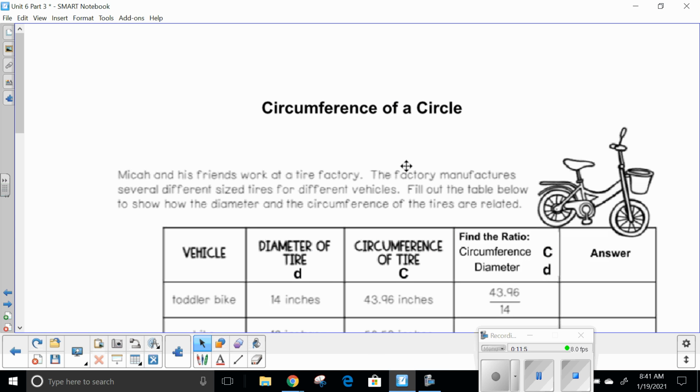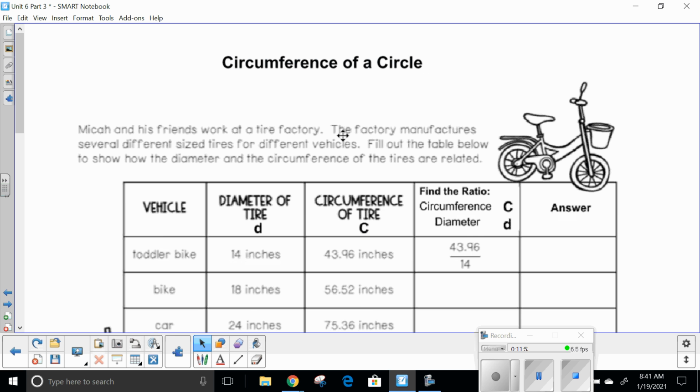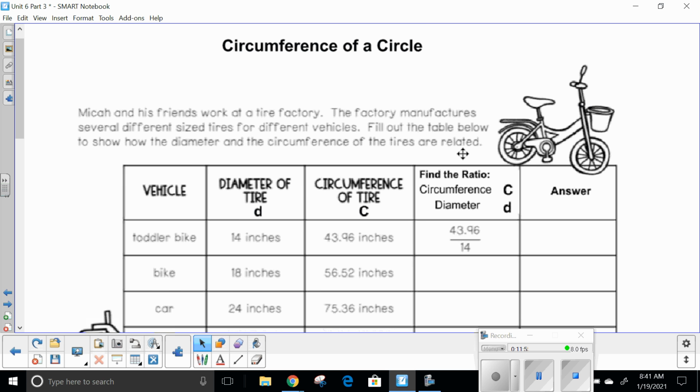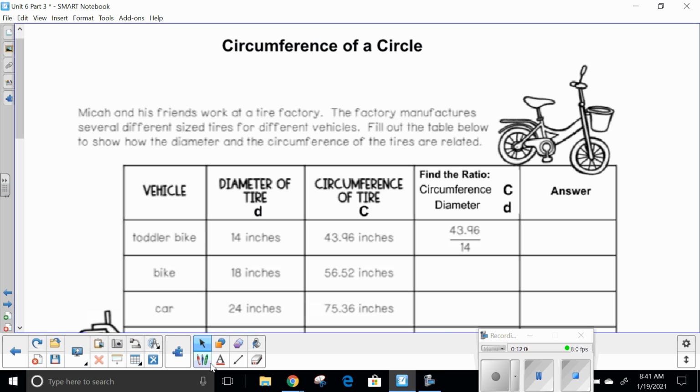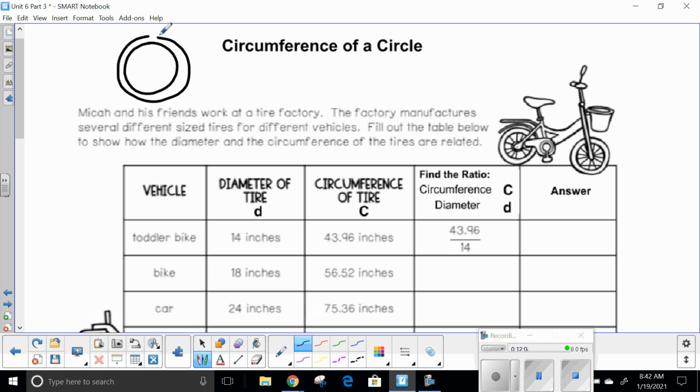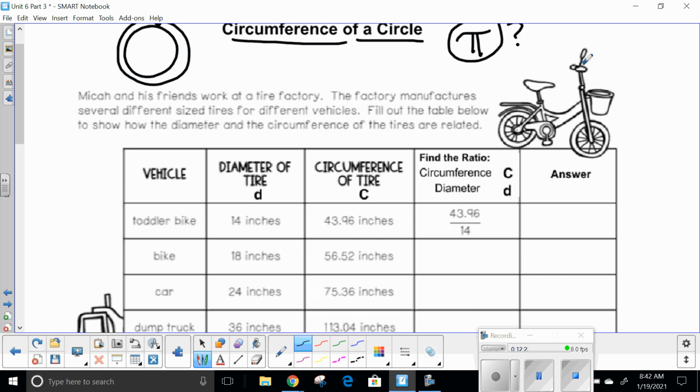Okay, so let's look at the next page in your notes, which is page 2. And we're going to explore circumference of a circle. Now remember, what is circumference, you guys? It's the what? The distance what? Around the circle, okay? In order to analyze circumference and calculate circumference of a circle, we have to know what pi is first. So that's what we're going to find out. What is pi?